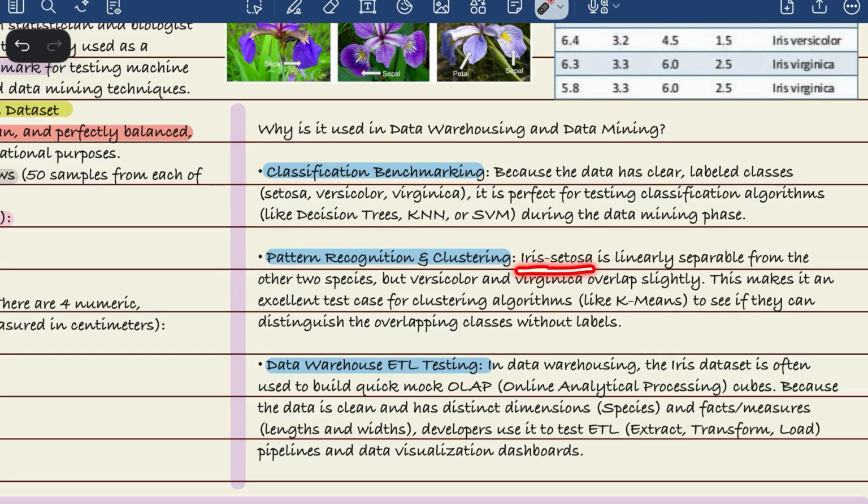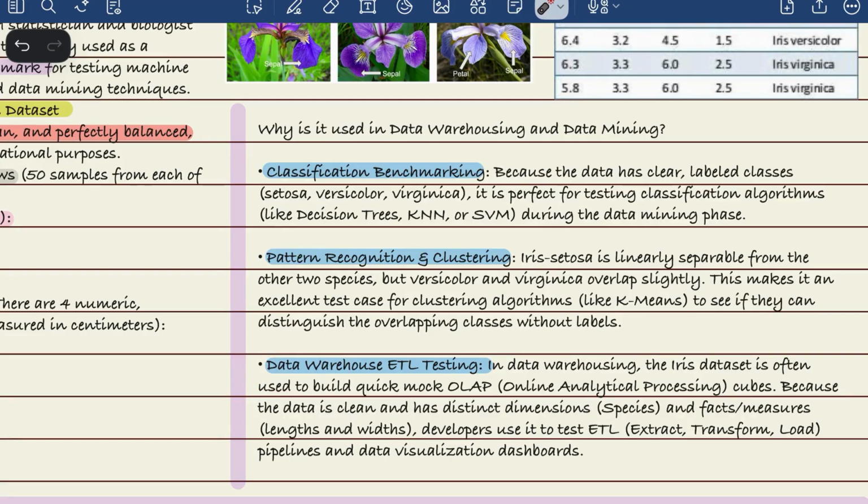Then it is also important for pattern recognition and clustering. When you download the data and read it, you will see that Setosa is linearly separable. You are able to separate it from the two other species, but you will see that Versicolor and Virginica slightly overlap with each other when you visualize them. Alright, so this makes it a fantastic test case for unsupervised clustering, when you want to find the patterns without the label. So we can also work it under clustering. Then it is also used for data warehousing ETL testing.